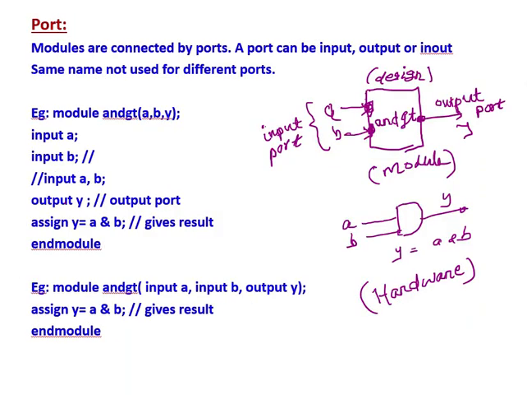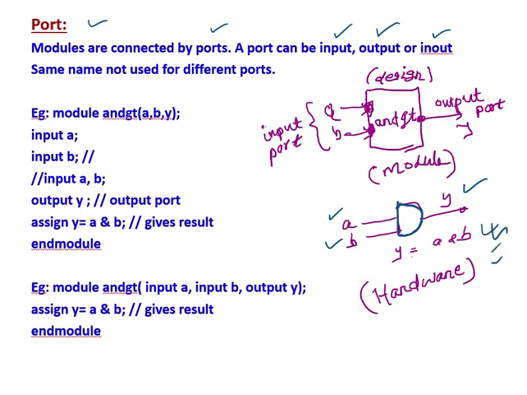Next is the port. The modules are connected by the ports. And what is a port? A port can be input, output, or inout. Suppose for example I am designing an AND gate. So this is my AND circuit. In the AND gate I have two inputs, A and B, and the output is Y. This is my real hardware. So Y equals A and B, that is what we know.